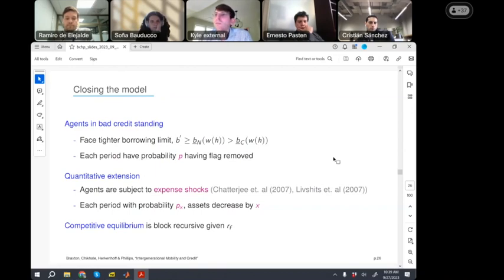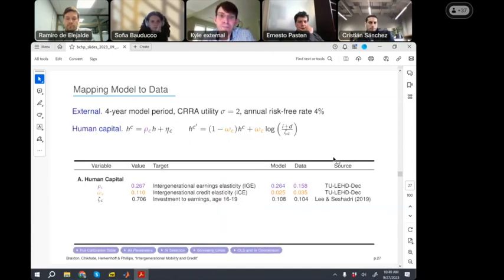The equilibrium here is block recursive in the sense that given the risk-free rate, you just have to solve the life cycle model back once, without simulating agents forward. So, 4-year period, sigma 2, risk-free rate of 4%. Where do these key parameters come from? I'm going to go through these slowly.